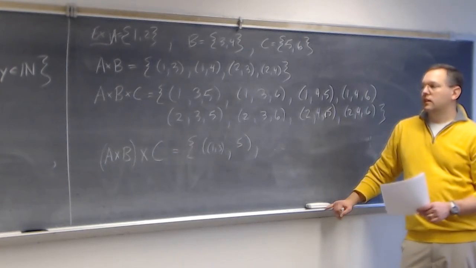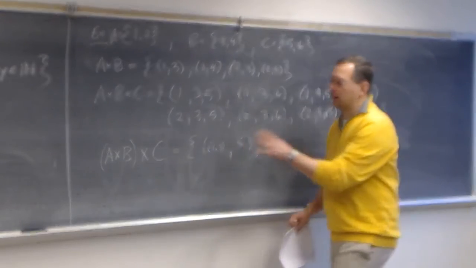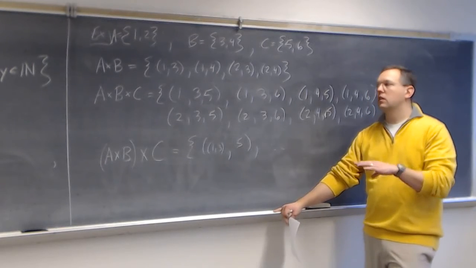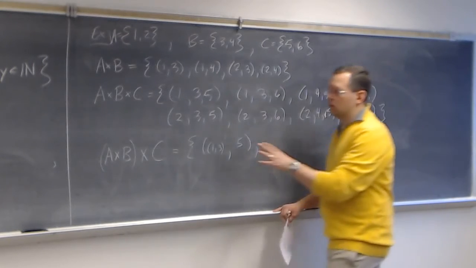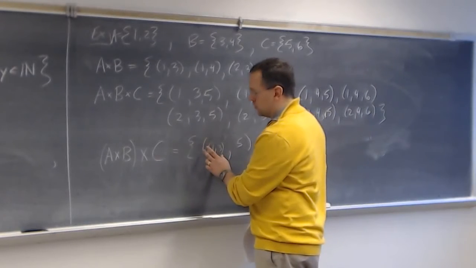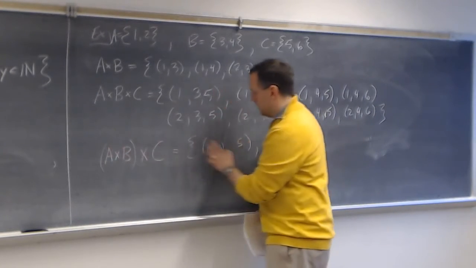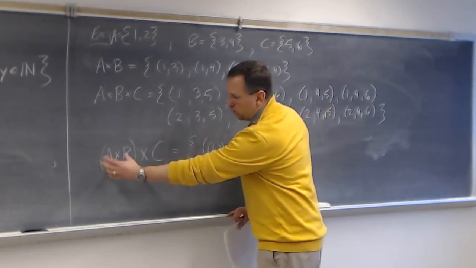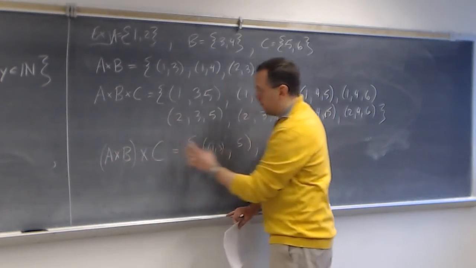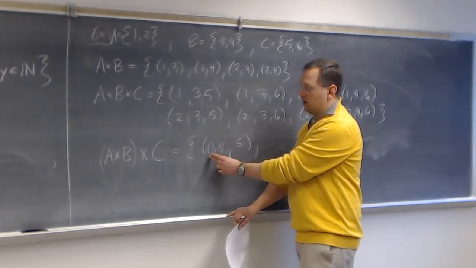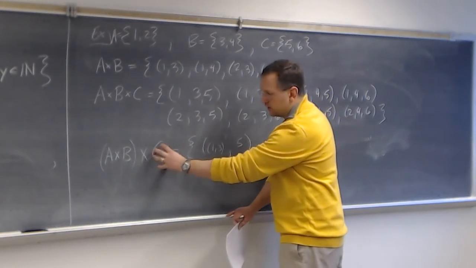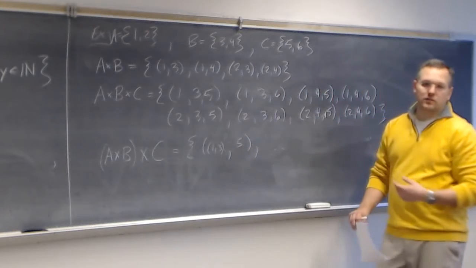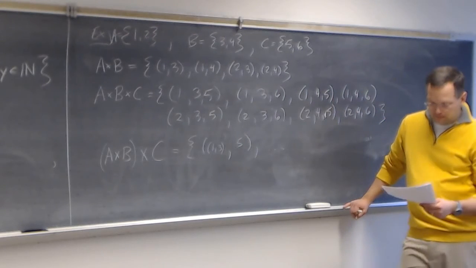saw on Monday. A problem like this would just try to test whether you truly understand the definition of a cross product. Okay, you take ordered pairs where the first coordinate comes from this set, the second coordinate comes from this set. Doesn't matter what this set looks like or what the things inside the set look like. Just take one of them and put it here. Okay, and then take whatever's in C, whatever those elements look like, take one of them and put it here. Do that over all the possibilities. Okay.